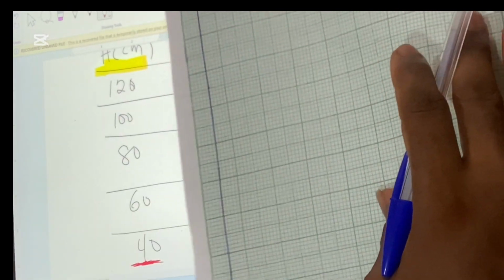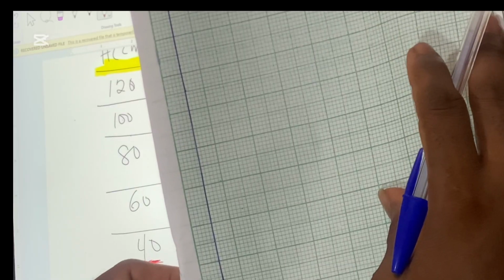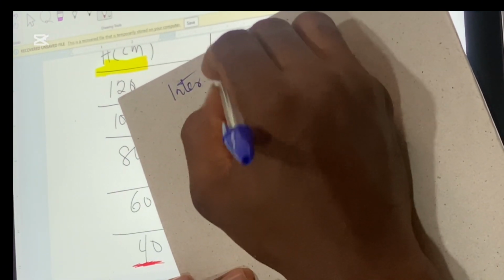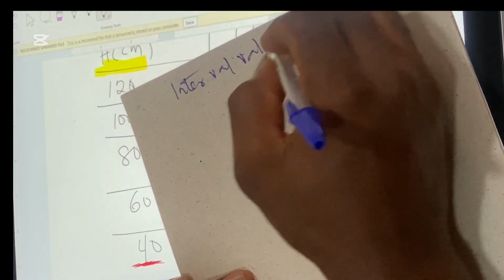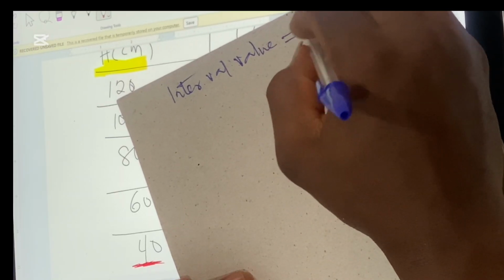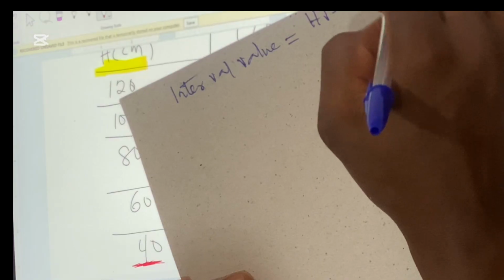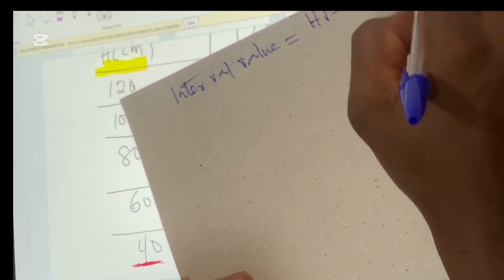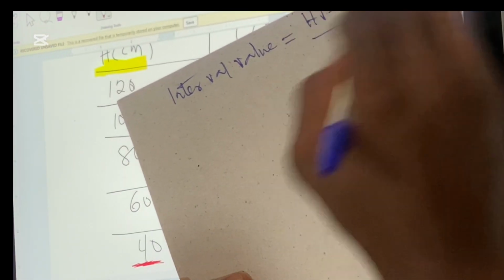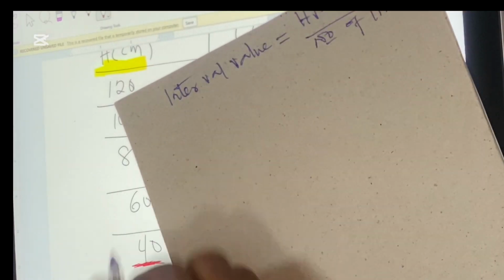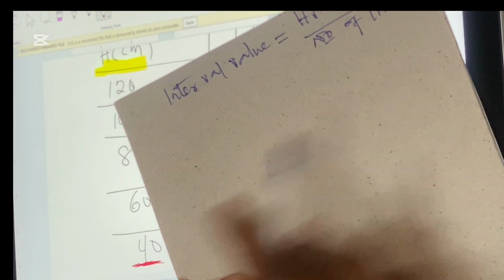So to get our interval value, this is the formula to get the interval value. The interval value is equal to the highest value minus the lowest value, where the lowest value is the starting value, please take note, over the number of lines. Since I'm using the number of lines, okay.